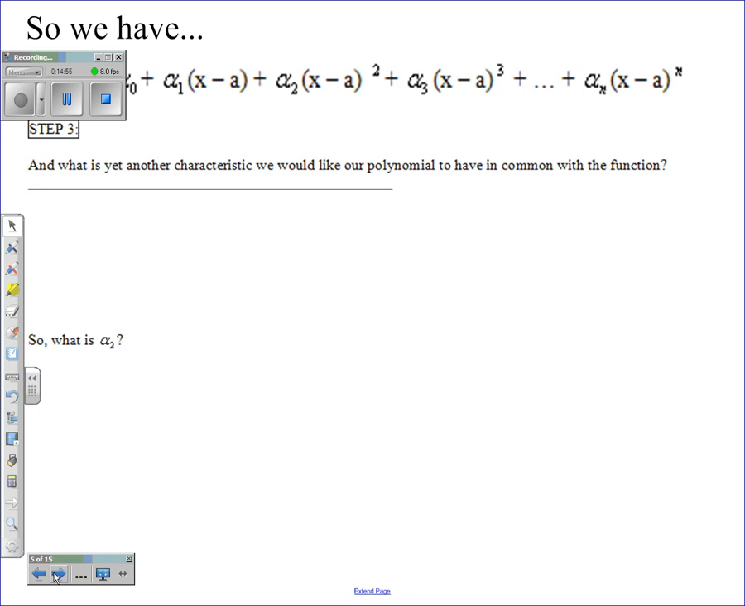Step 3. Yes, another characteristic that we would like our polynomial to have in common with a function is the same concavity.